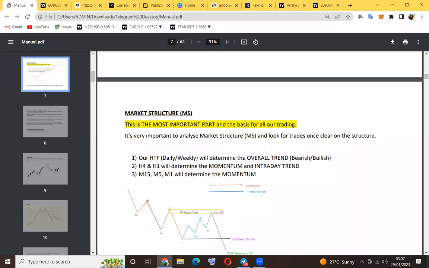Okay, great people. Yesterday or the day before, we were talking about market structure. And I said that this is the most important part and the basics for our trading.